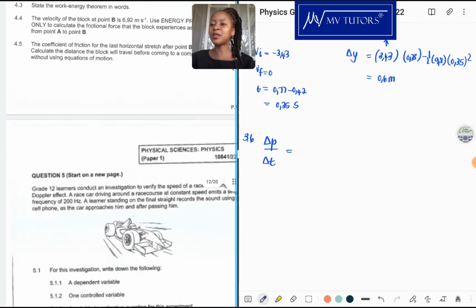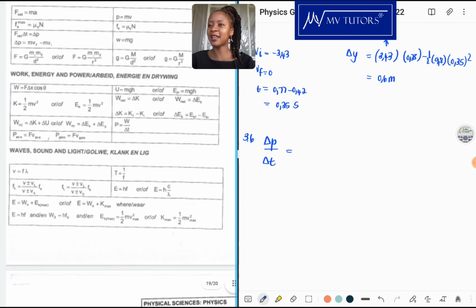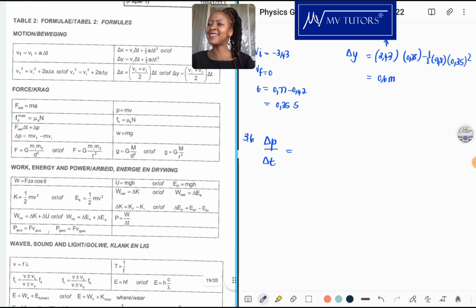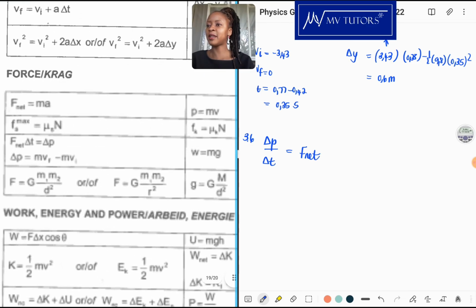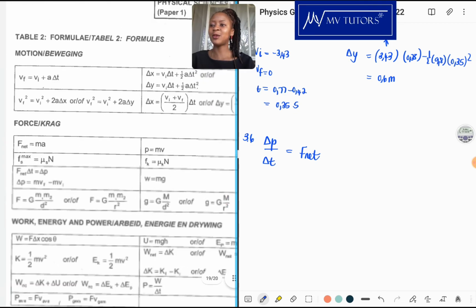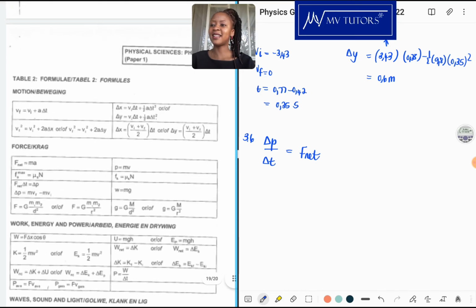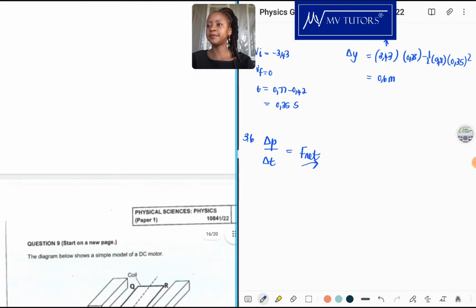If I were you, if I forgot, I would go to the formula sheet and check. Do we have something like that? Okay, that's net force or resultant force. I don't know if you can see it, but it's this formula over here. So you have delta P, and if you divide by delta T, it would be net force. So yes, the net force, resultant force. That's your answer.